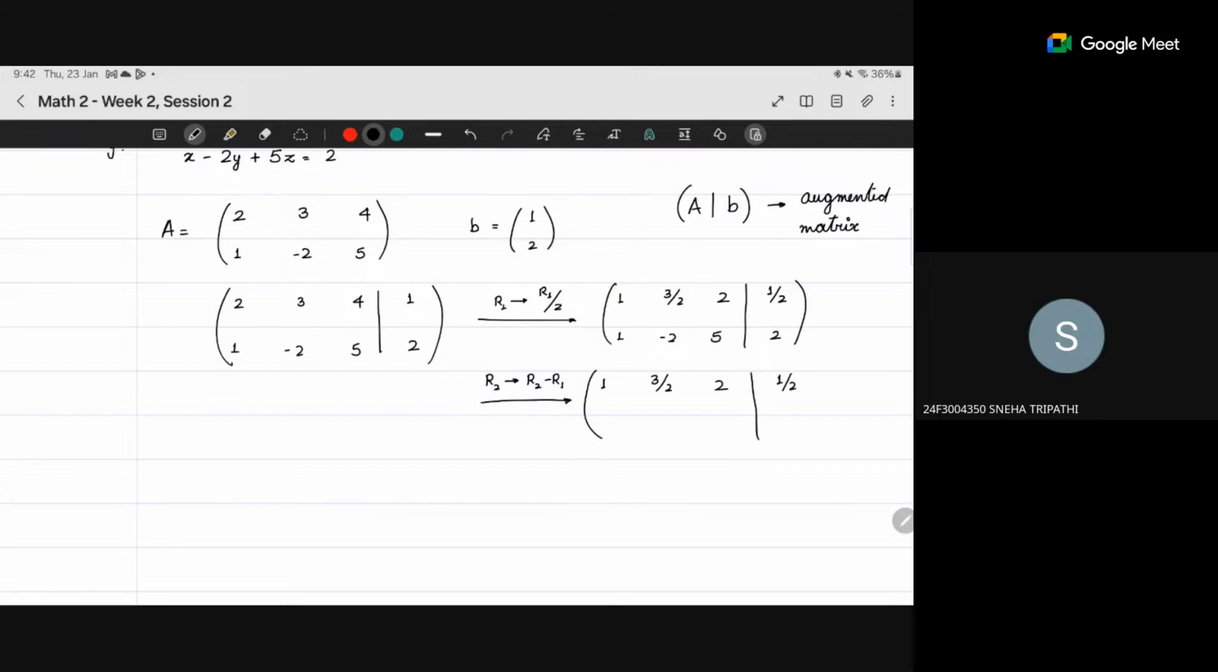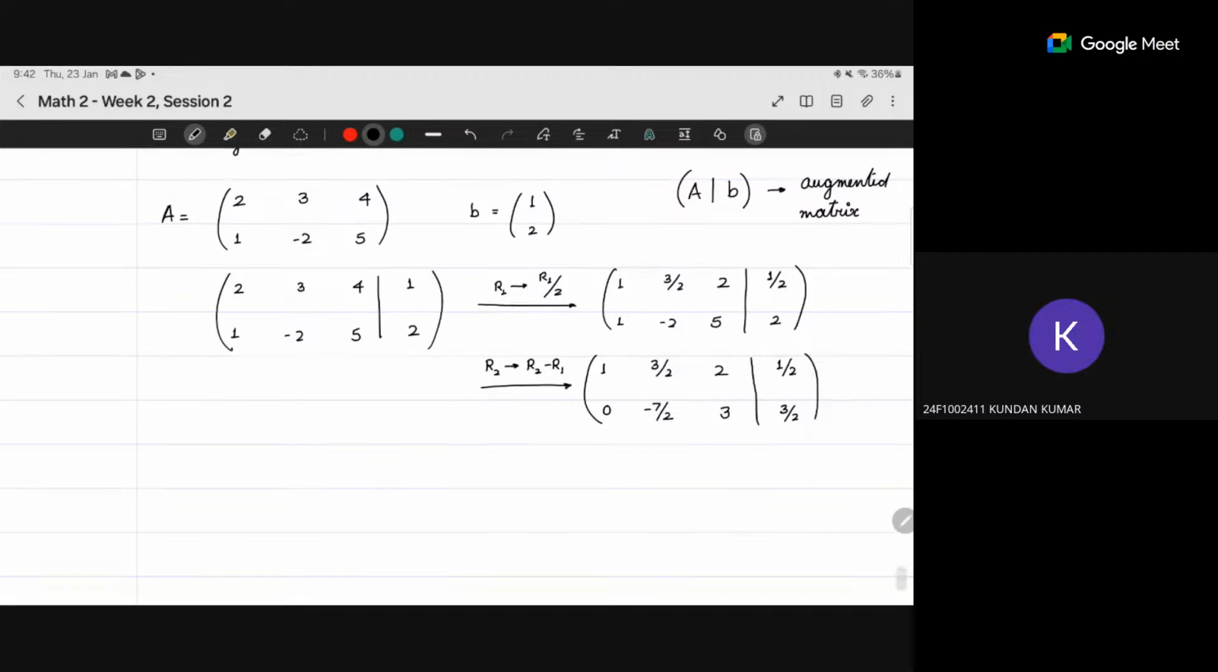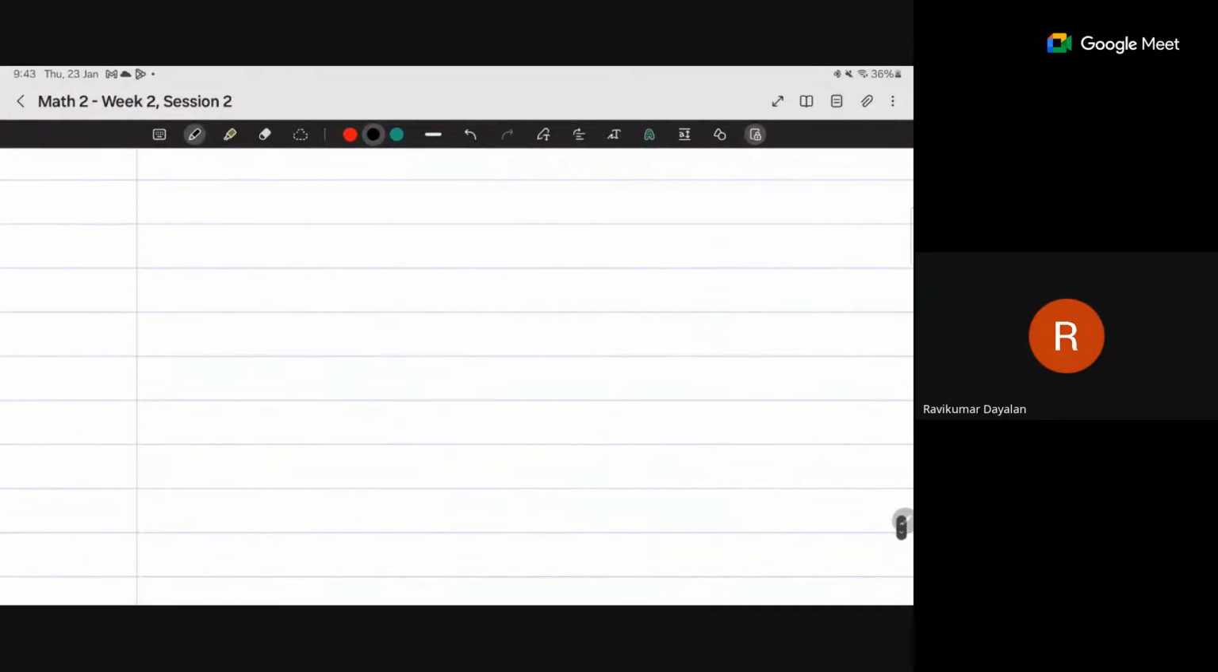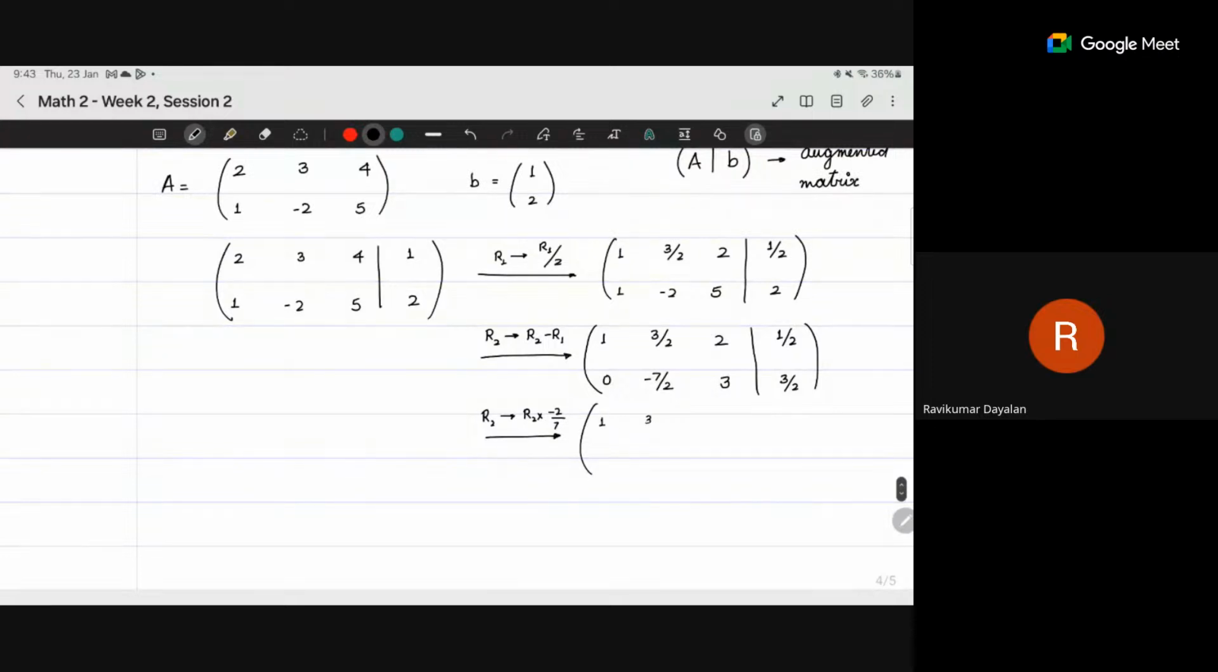0, minus 7 by 2, 3, and 3 by 2. Next, R2 equal to R2 multiplied by minus 2 by 7. Well, this is not going to be very pretty, the solution, but let's work it out.